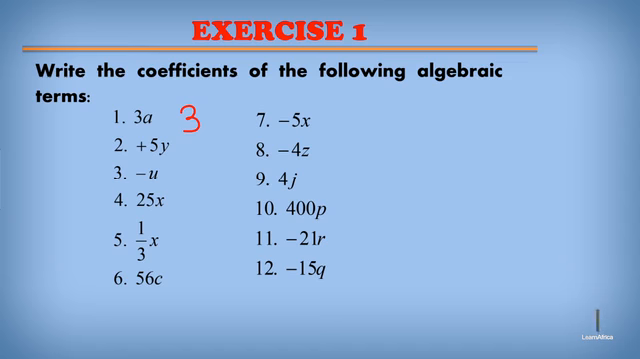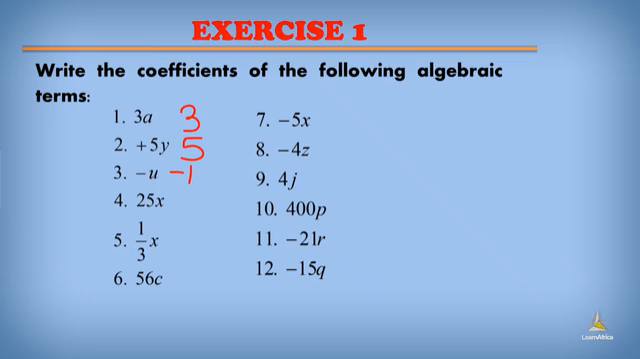Now, how about plus 5y? The coefficient here is 5. There's no need to write plus because a number standing on its own is positive. Then how about this? Minus u. Wow, this should be challenging, isn't it? When we have a term like this, you realize that there is an invisible one here. So if we are going to be writing the coefficient of this, we'll be having minus 1.